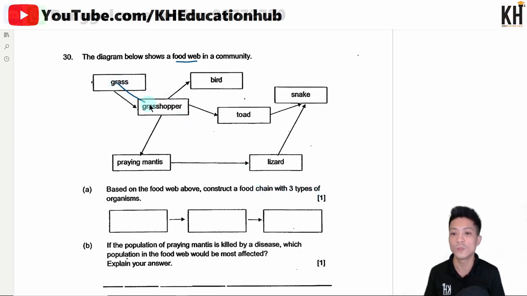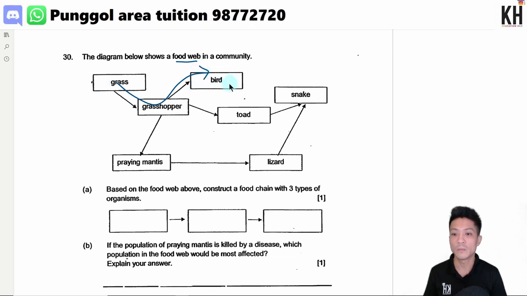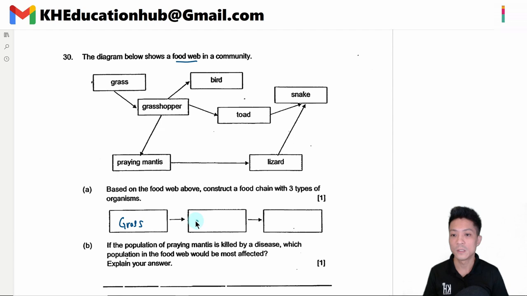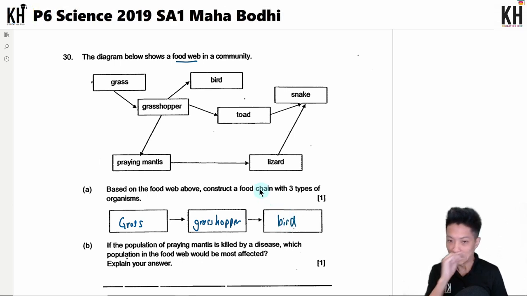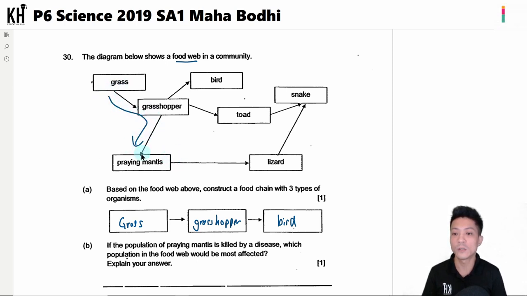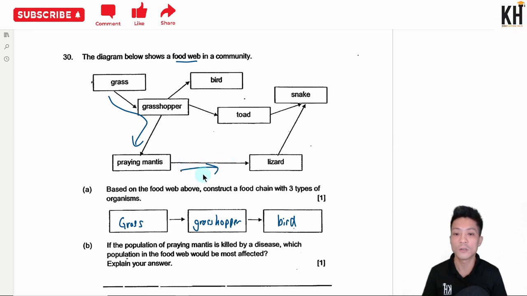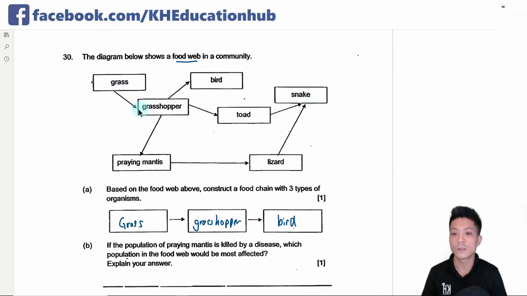Okay, so I'm gonna choose these, because this is just nice three organisms. Grass is eaten by the grasshopper, which is eaten by the bird. For part A, be careful not to make the mistake of choosing this one, because this is not three. As long as there is a continuation, then you have to continue all the way to the end where you cannot continue anymore. So you have to choose grass, grasshopper, and bird, because bird cannot continue anymore.